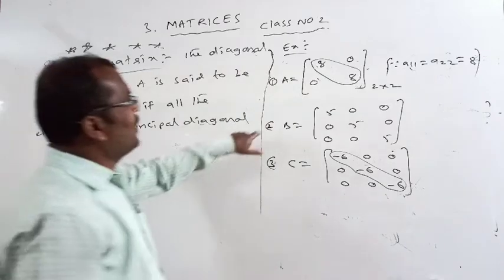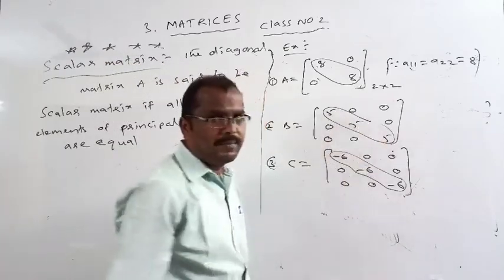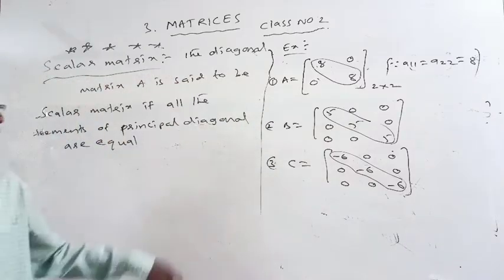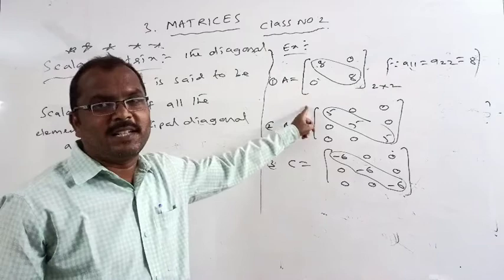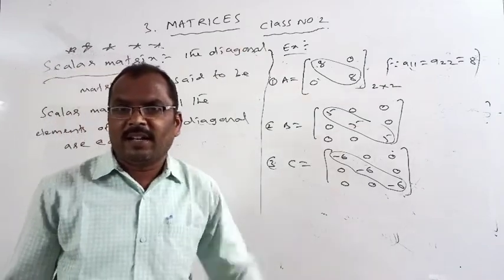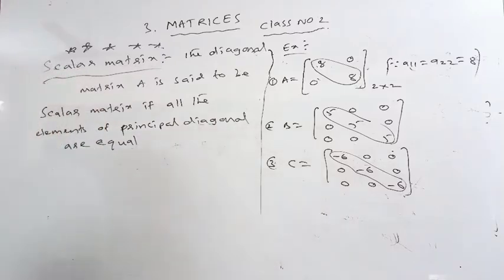So give the example here now. See this one. All the elements of a principal diagonal are same. So you can give the definition. Every scalar matrix is always a diagonal matrix. Every scalar matrix is a diagonal matrix. But a diagonal matrix need not be a scalar matrix.